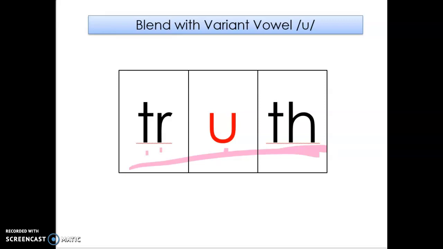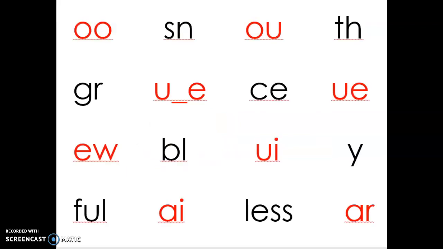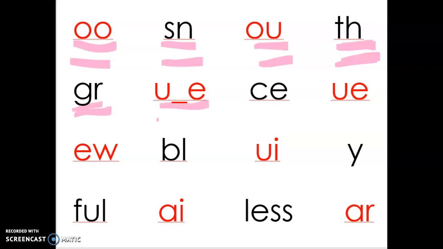You're gonna say these sounds 2 times as I underline them. Ready? Say ooh, ooh, sn, ooh, ooh, or, grr, grr, ooh, ooh, ooh, ooh, bull, bull, ooh, ooh.